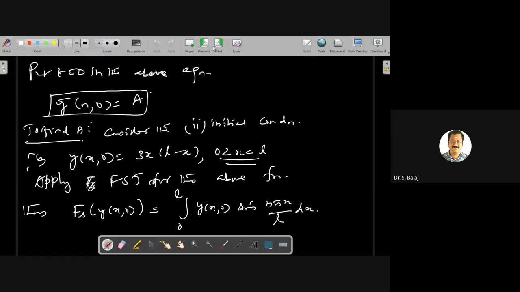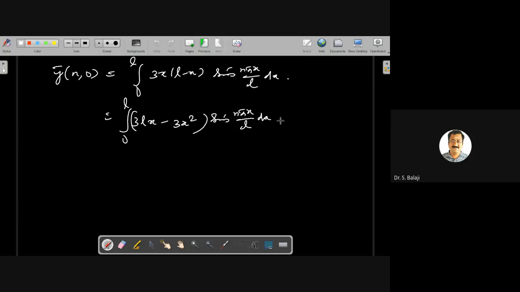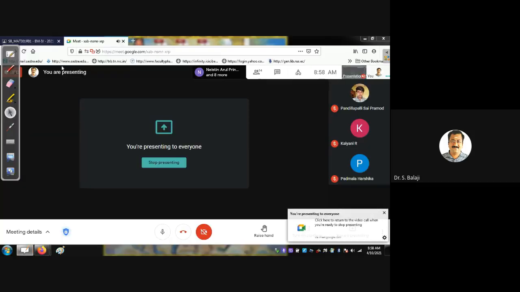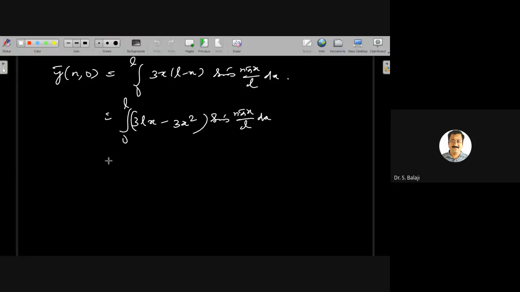It will be 3x into (L minus x), therefore 3xL minus 3x square. So we have the integral of (3xL minus 3x square) sin(n pi x by L) dx. Then apply Bernoulli's formula as usual technique here.